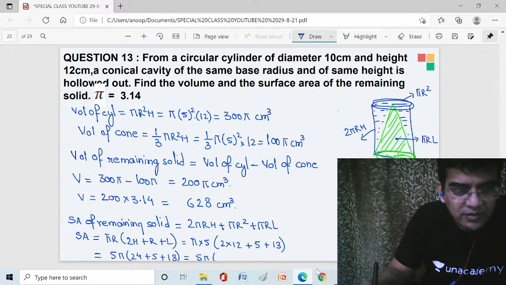So see how we have done this question. They have asked us to calculate. So now I think yes, this is the last question.